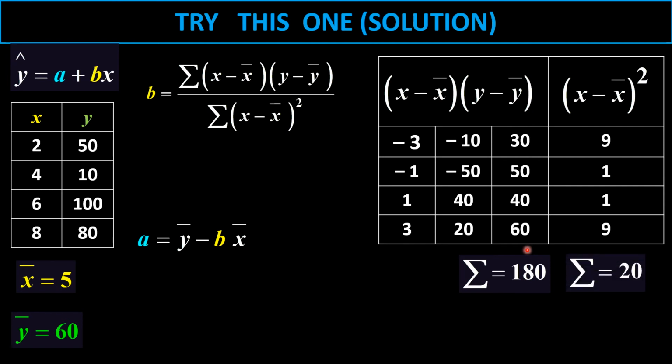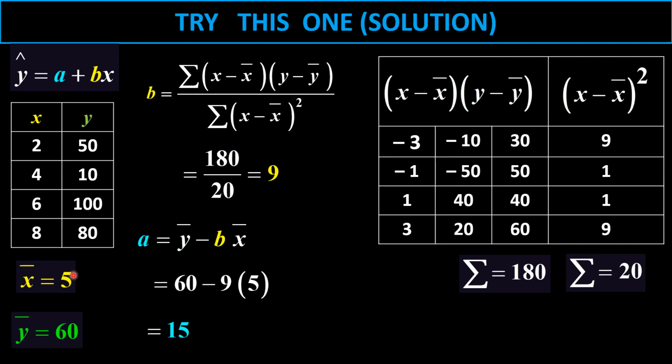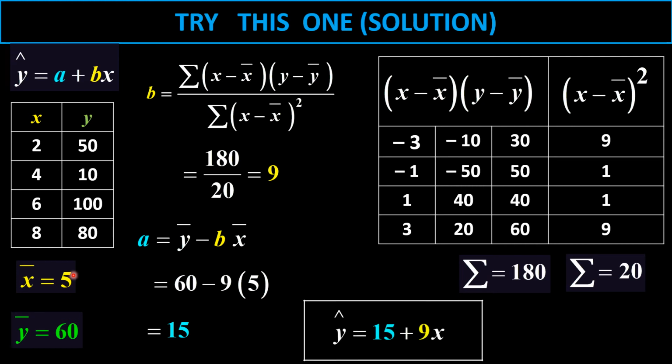It's quite easy. Now we substitute. So there we need the sum of the product over the sum of the squares, which is 180 over 20, which is quite easy. That is 9. So now we need to substitute to work out the A. It's going to be the 60 minus 9 times 5. So that's 60 minus 9 times 5. And that is going to be exactly 15. And now we can get the equation for the predicted value. So y hat is going to be 15 plus 9x.